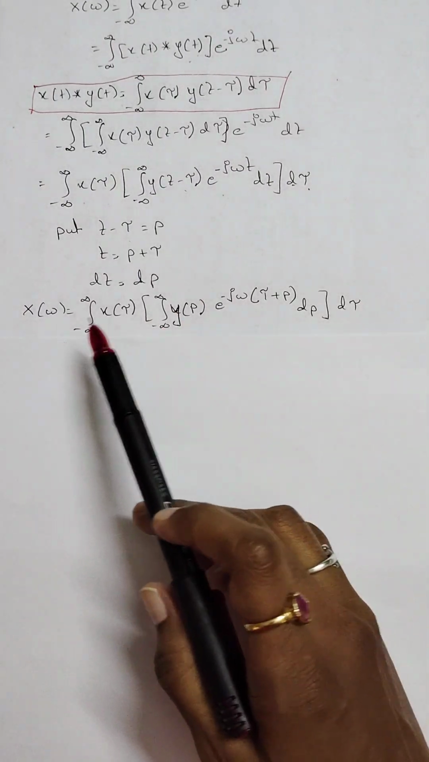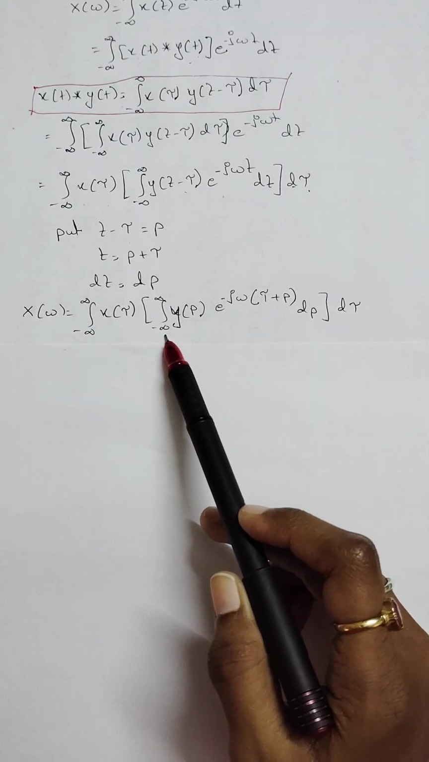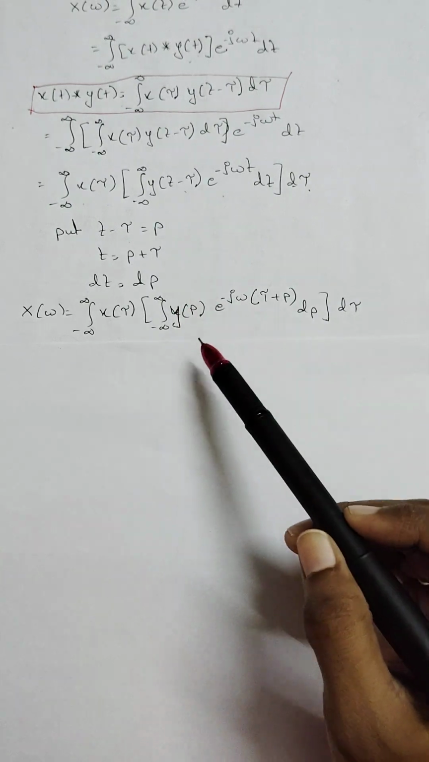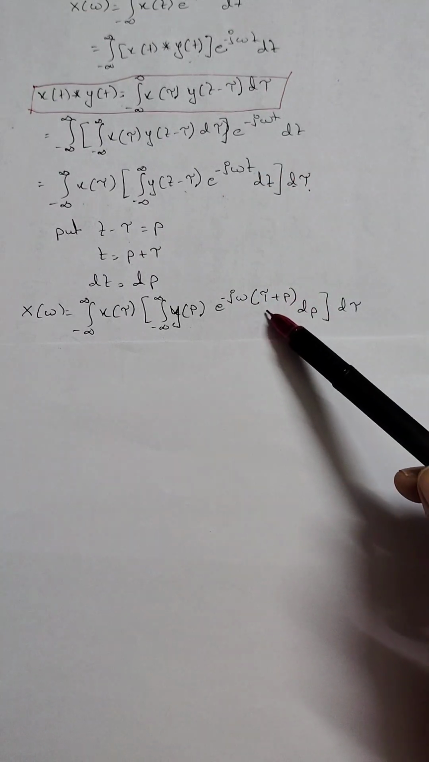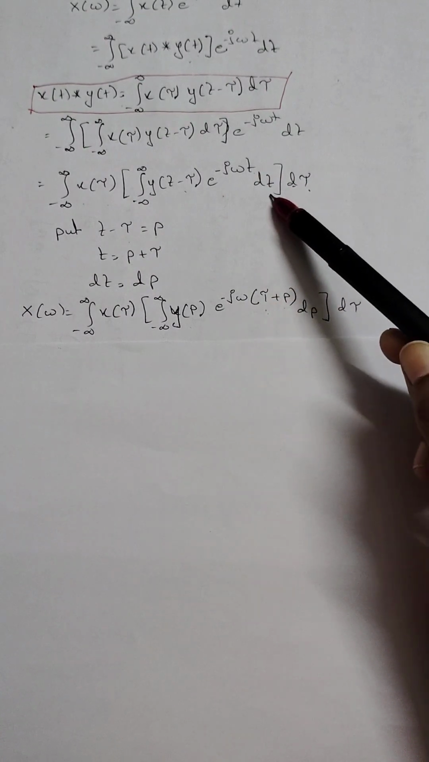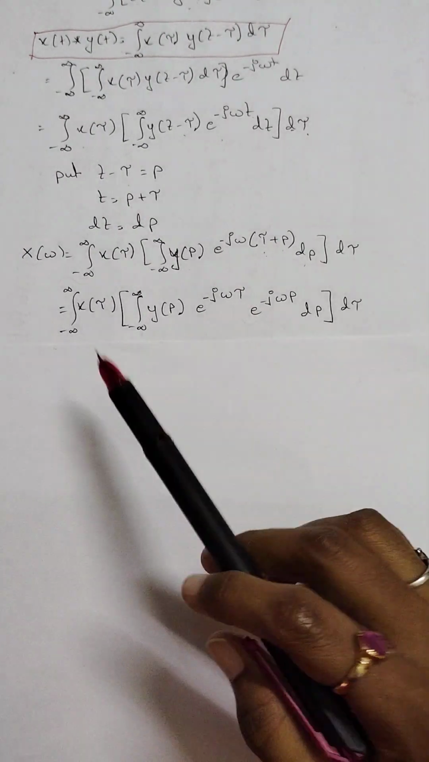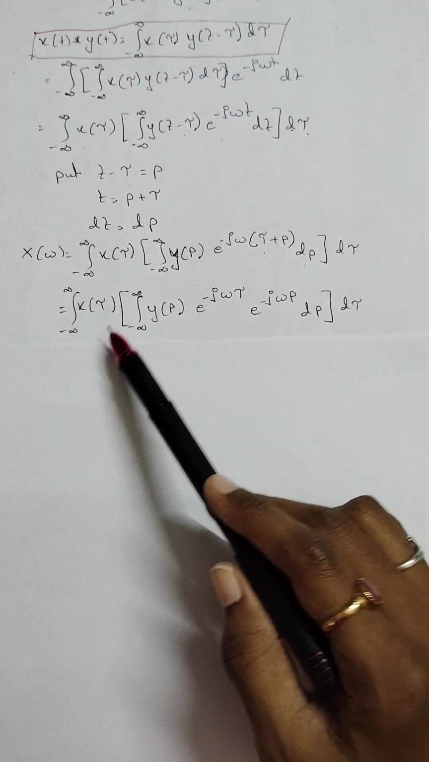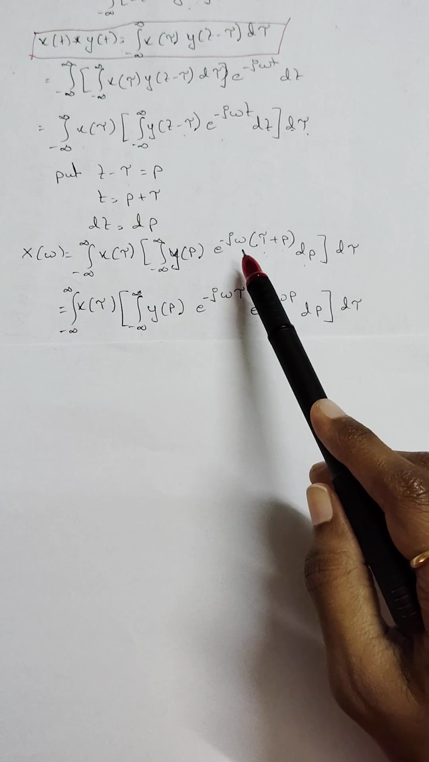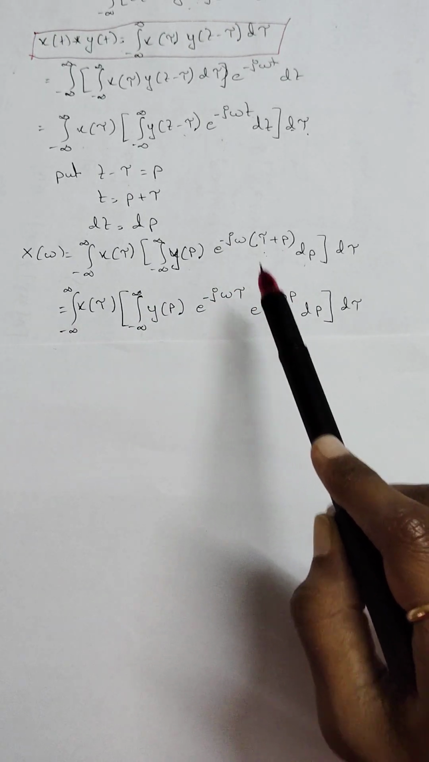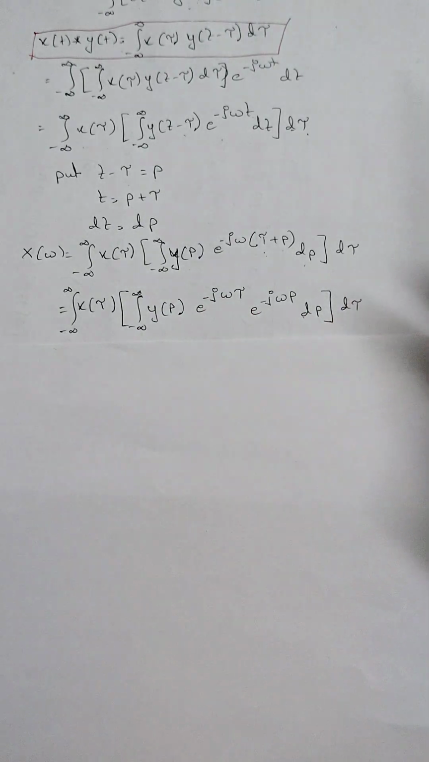Now X of omega is equal to integration from minus infinity to infinity of x of tau, integration from minus infinity to infinity, and in place of t minus tau the value is p, e power minus j omega, and what is the t value here? tau plus p, into dt. In place of dt, dp into d tau. Now again rearrange the terms. Integration from minus infinity to infinity x of tau, integration from minus infinity to infinity y of p e power. It is in the form of a power m plus n, so you write a power m into a power n. So e power minus j omega tau into e power minus j omega p into dp into d tau.